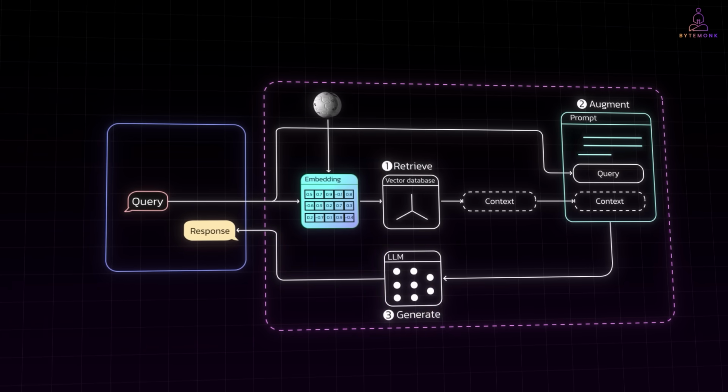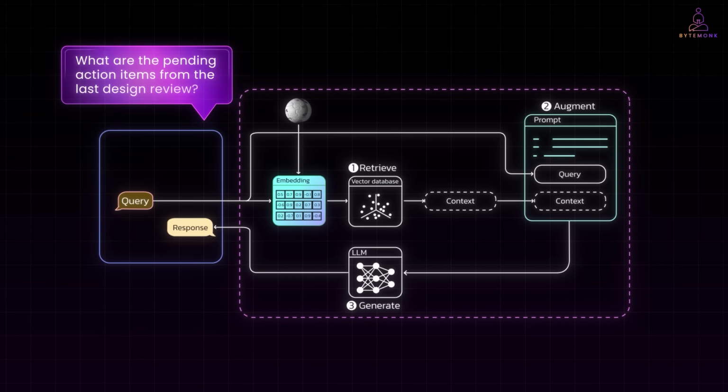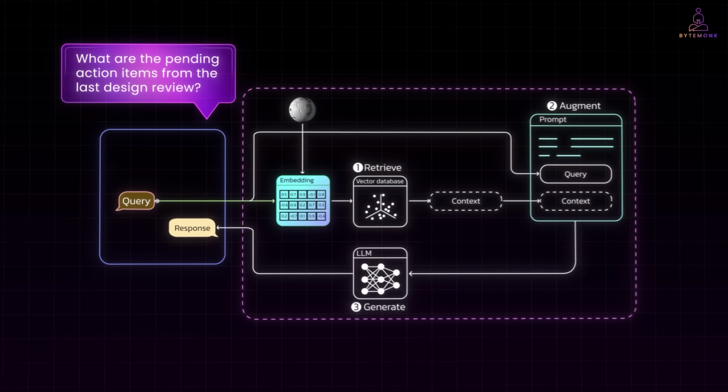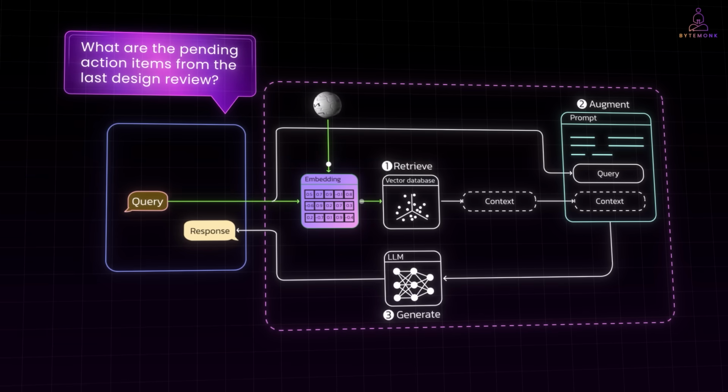Here is how it works in practice. Suppose you ask, "What are the pending action items from the last design review?" The system first converts your question into an embedding and searches the vector database for relevant notes from that meeting. Those notes are pulled out and passed into the language model as context.